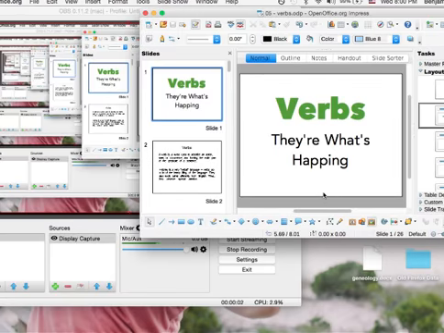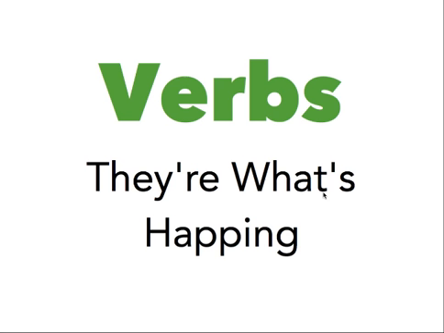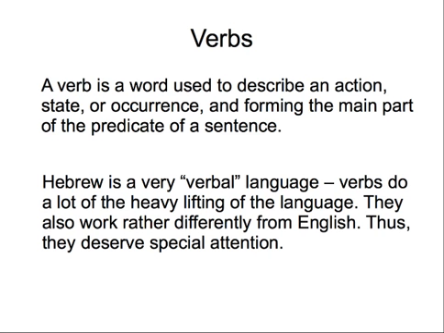Okay, let's take a look at the Hebrew verbs, because they're what's happening. A verb, as is probably very obvious, is a word used to describe an action, a state, or an occurrence, and it forms the main part of the predicate of a sentence. The predicate being what happens to the subject in the sentence. Either the subject will be doing an action, something will be happening to the subject, or the subject will be persisting in some state.